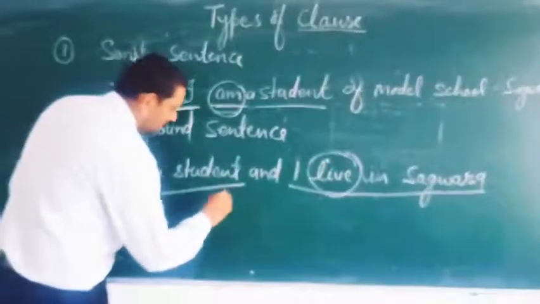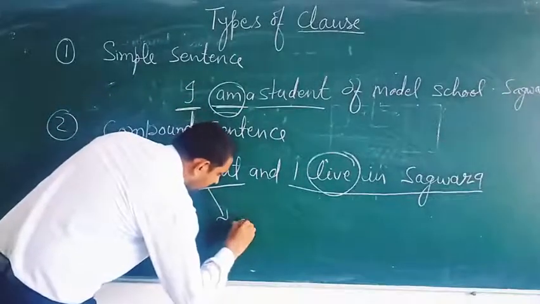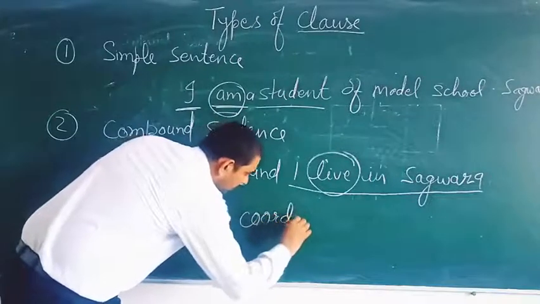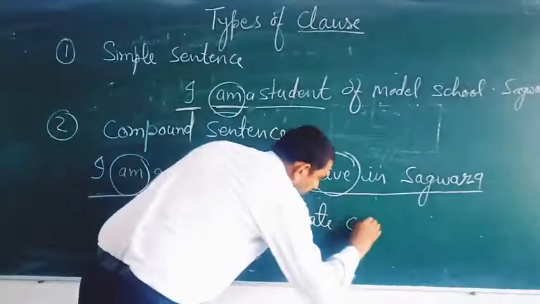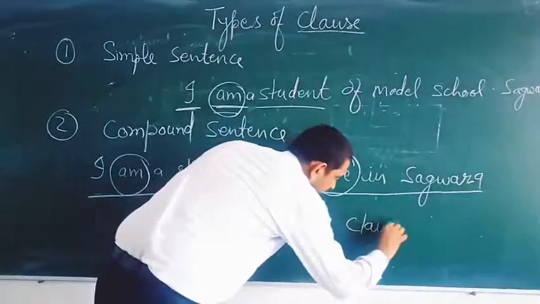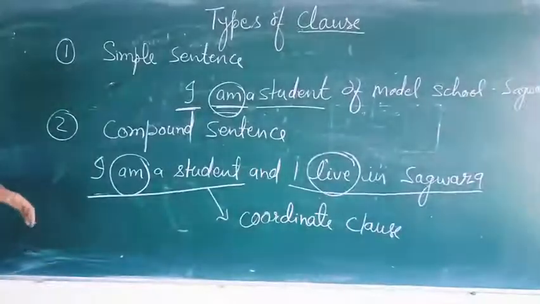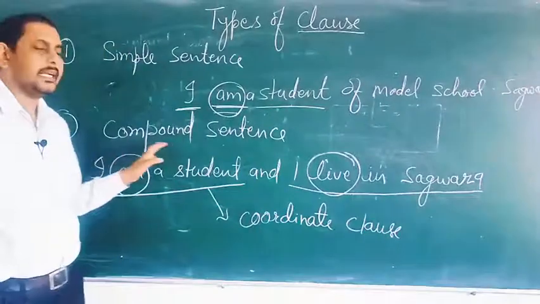So the clauses of a compound sentence are coordinate clauses. In other words, we can say a sentence which has two or more coordinate clauses is a compound sentence.